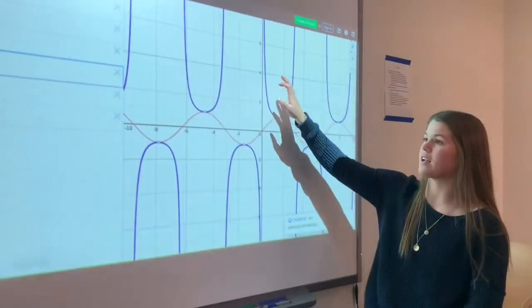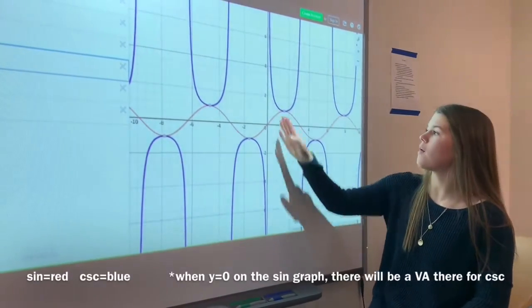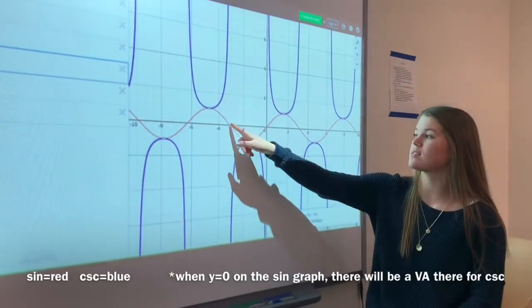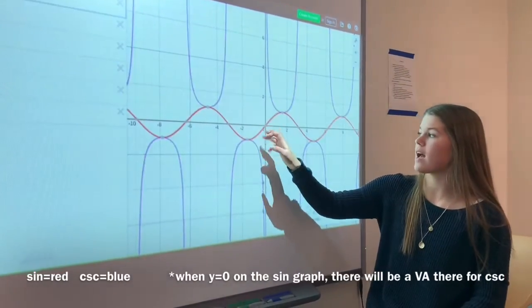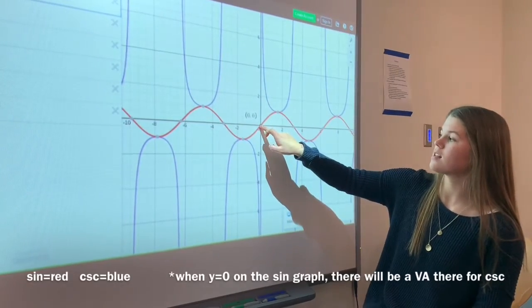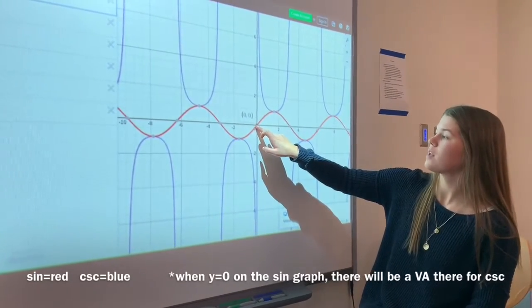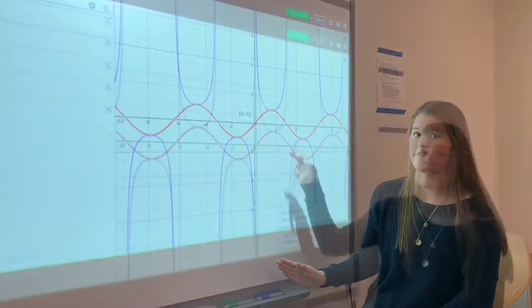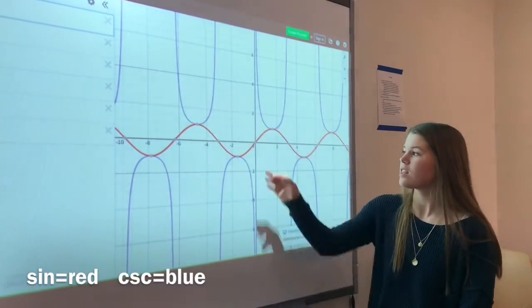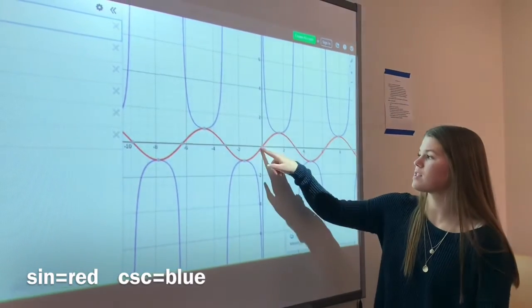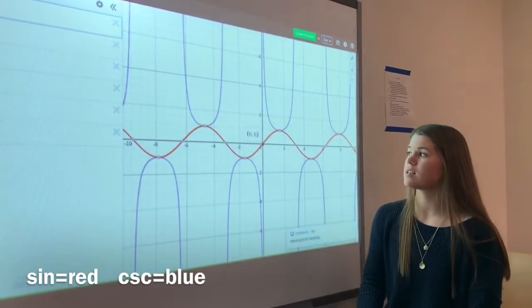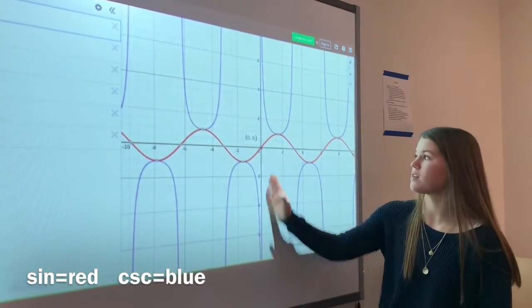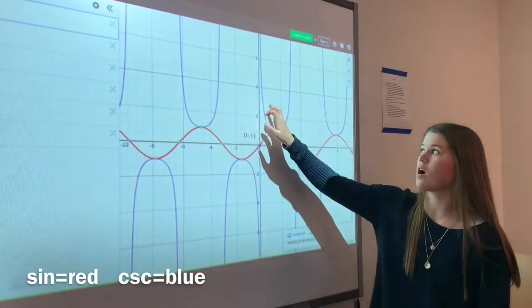So this blue line, the cosecant graph, will always have vertical asymptotes when the sine function is at 0. So as you can see here, the sine function is 0, and there's a vertical asymptote going along that line. This happens because they're reciprocal functions, so the reciprocal of 0 is going to be undefined. So that's why there's a vertical asymptote on the cosecant graph.